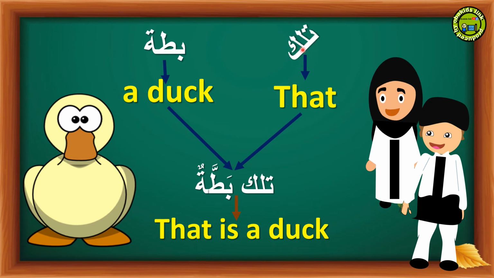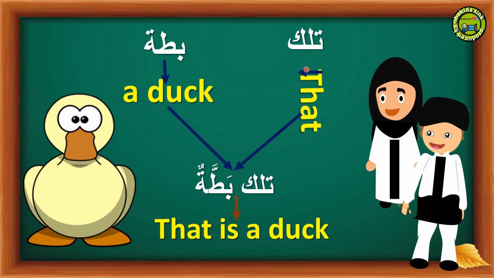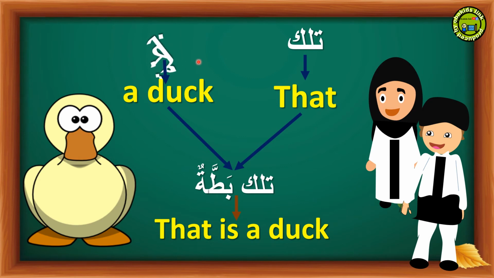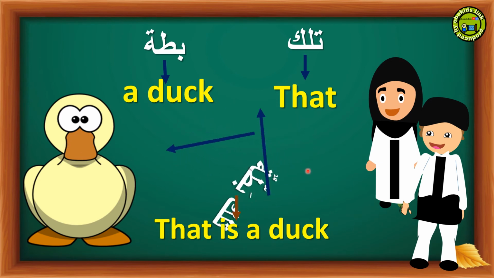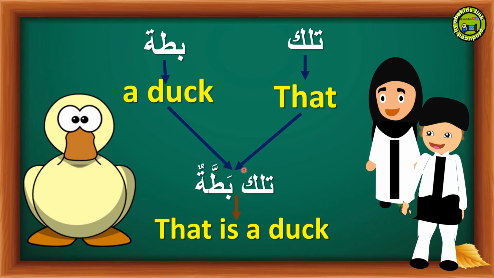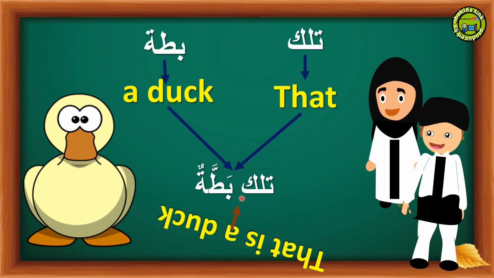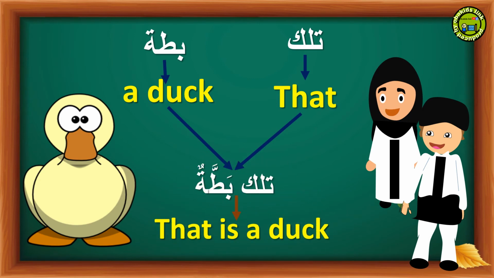This is Tilka. Tilka is a singular feminine demonstrative pronoun, which means that. This is Battatun. Battatun is a singular feminine noun, which means a duck. Now if we join Tilka and Battatun together, it becomes Tilka Battatun. Say after me. Tilka Battatun, which means that is a duck. Let us go to another example.